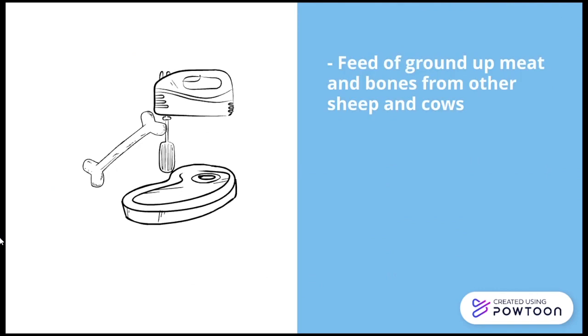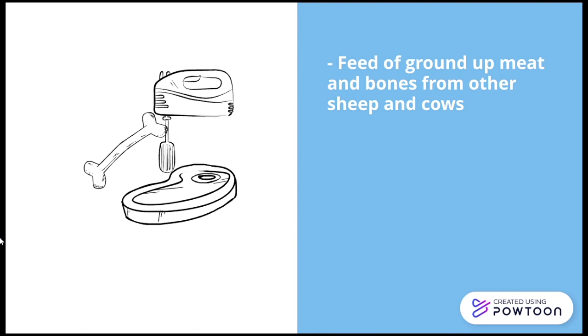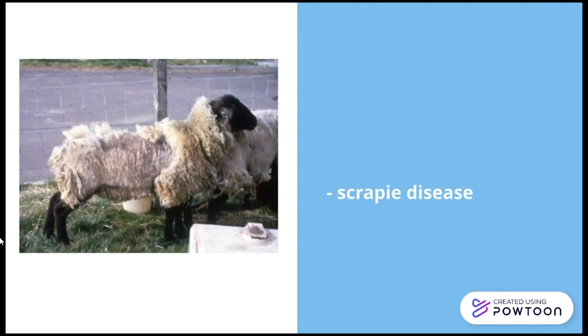Mad cow disease is thought to have started from cows getting fed ground-up meat and bones from other sheep and cows, where there is another prion disease in sheep called scrapie. The prions from the scrapie disease are thought to have moved into the cows and created this disease.